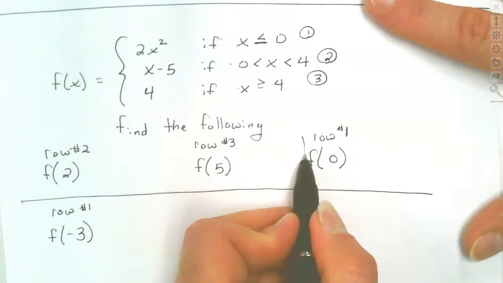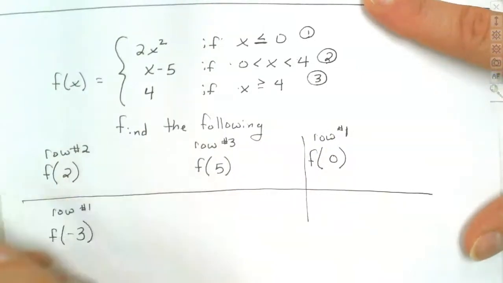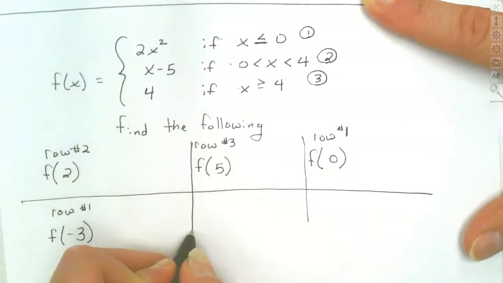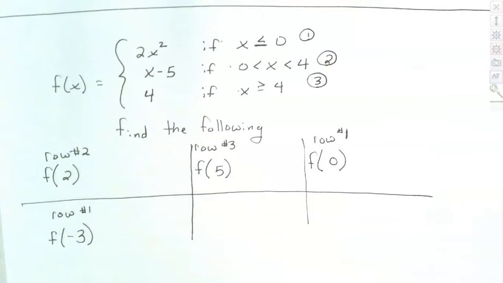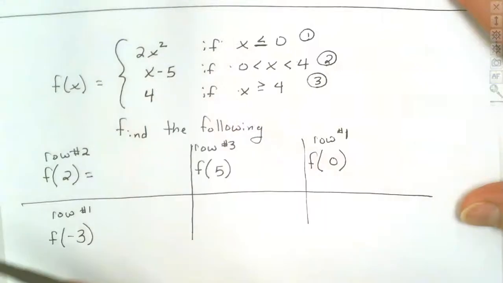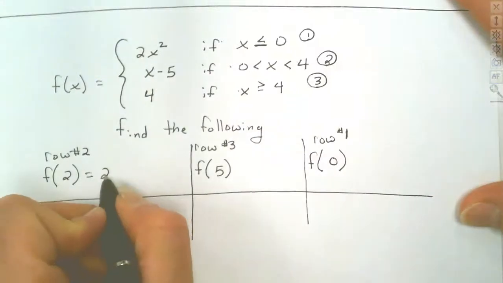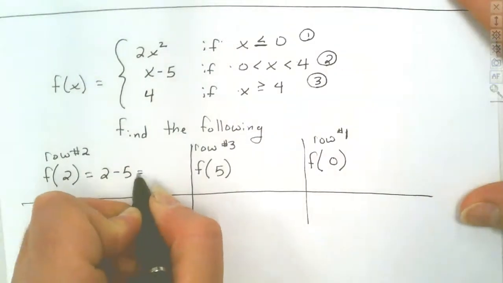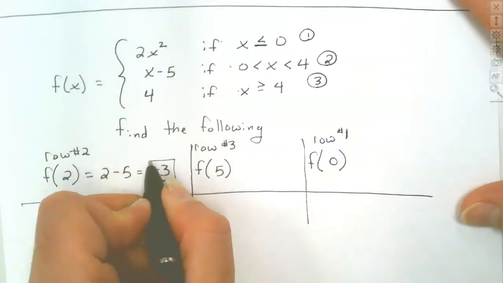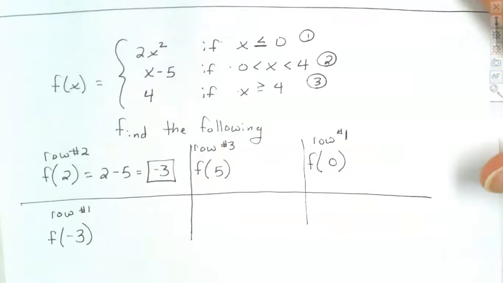So now I'll go ahead and work these out and see what our values are. These are actually pretty simple once you understand the concepts. So f of 2. Well, f of 2 is in row 2, and row 2 is x minus 5. So that's 2 minus 5, which is negative 3. You just plug the value into the second row.